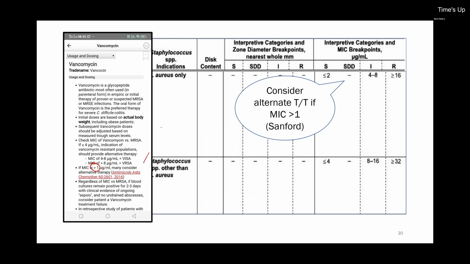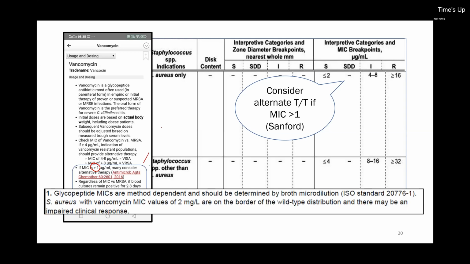So this is what EUCAST writes. Glycopeptide MIC should be determined by BMD, and a vancomycin MIC of 2 cannot differentiate properly between wild type and resistant ones, and there is an impaired clinical response, so it should not be used as a therapeutic option.